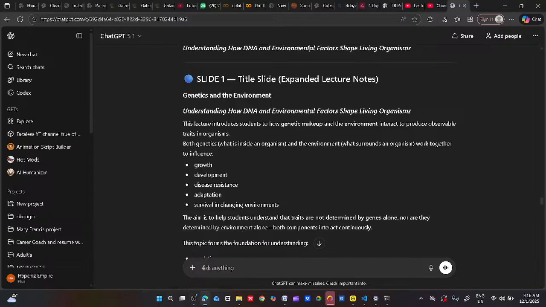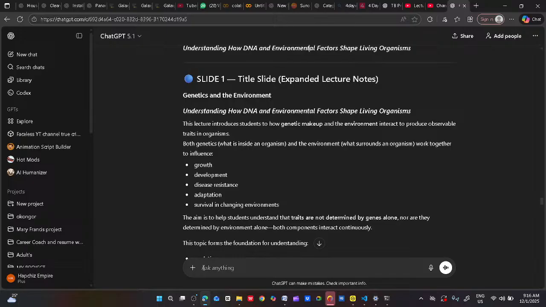So whenever you come across the first thing, if you want to perform or do well in any course at all, is that you need to understand the concept from the beginning. The title is genetics and the environment. That is, how does genetics influence the environment, and how does the environment also influence genetics.